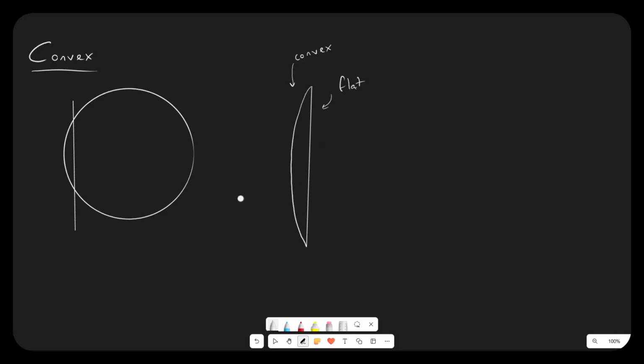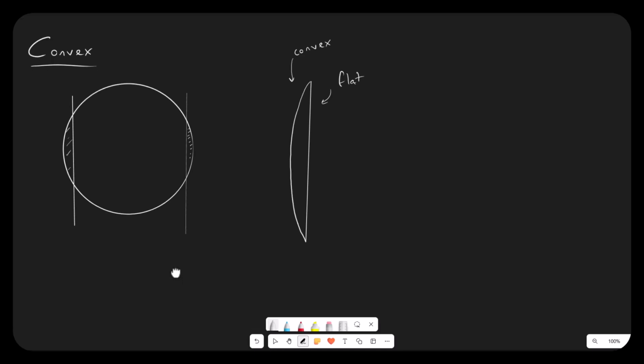When we deal with lenses in this course, we are going to be messing with double convex lenses. So they are going to look more like this, where both sides of it will have been cut from a sphere. So we're taking this piece and this piece and putting them together.